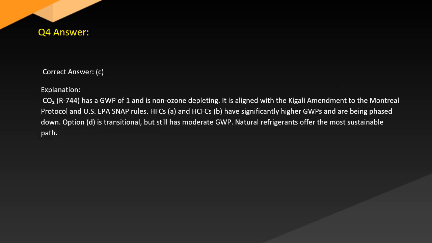Answer. Correct answer: C. Explanation. CO2 (R-744) has a GWP of 1 and is non-ozone depleting. It is aligned with the Kigali Amendment to the Montreal Protocol and U.S. EPA SNAP rules. HFCs or HCFCs have significantly high GWP and are being phased down. Option D is transitional but still has GWP. Natural refrigerants offer the most sustainable path.